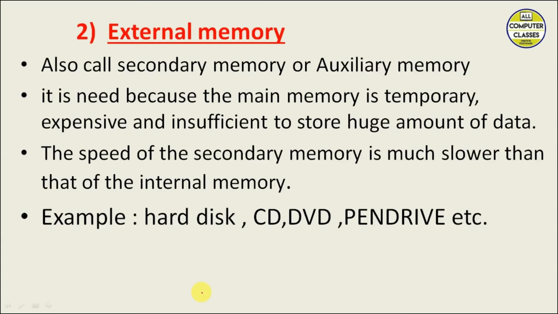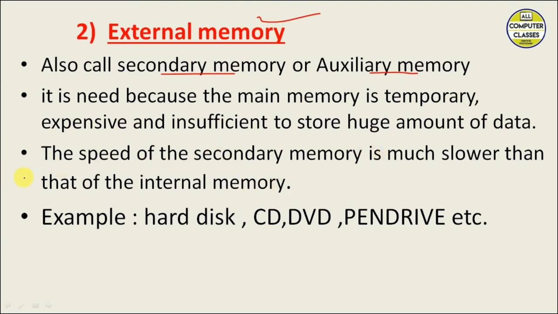Next is external memory. External memory is also called secondary memory or auxiliary memory. Why is external memory needed when we already have three types of internal memory? It is needed because the main memory is temporary, expensive and insufficient to store a huge amount of data. So we need external memory. The speed of the secondary memory is much slower than that of the internal memory.